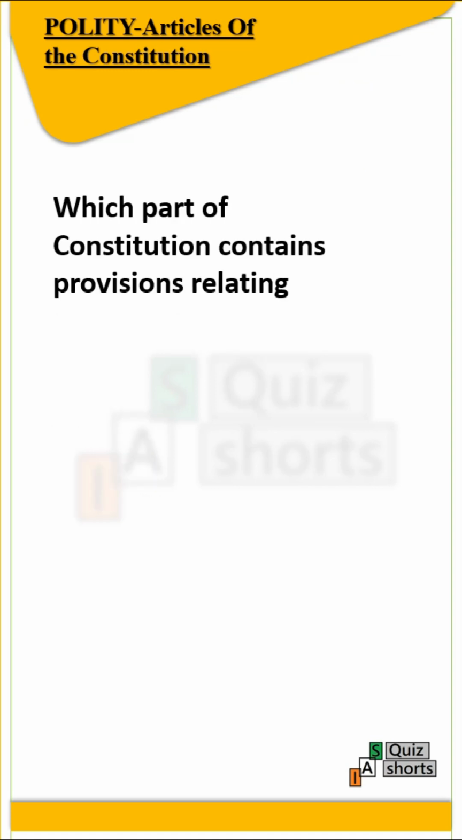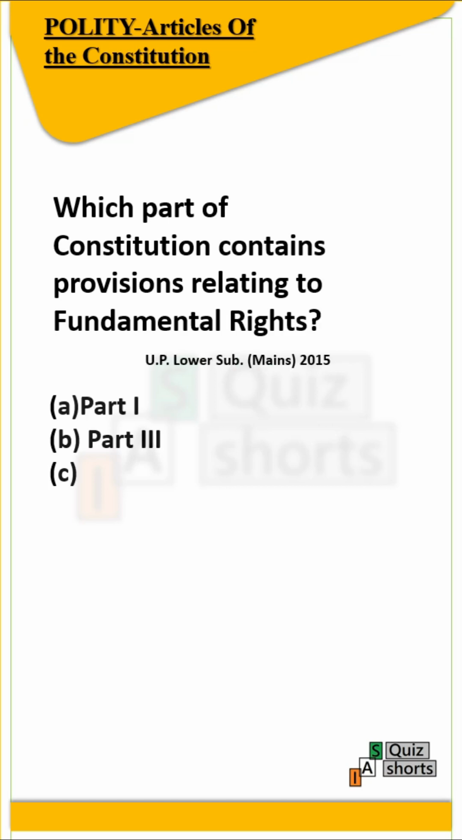Which part of the Constitution contains provisions relating to the fundamental rights? Option A Part 1, option B Part 3, option C Part 2, option D Part 4. Answer is option B Part 3.